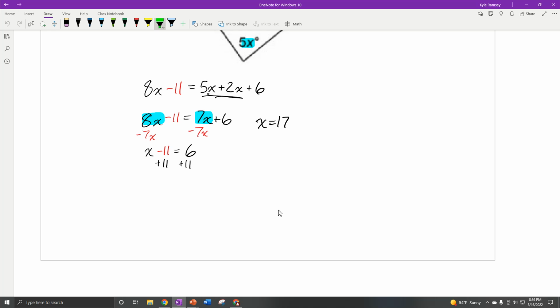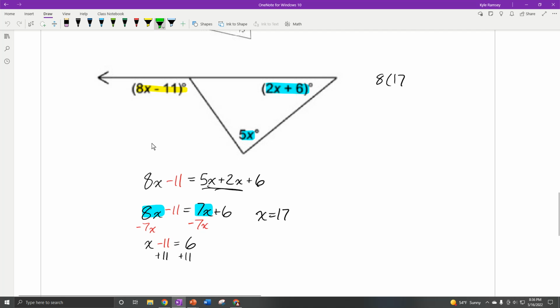Now, if you want to figure out what all those different angles are, 8 times 17 minus 11. So 8 times 7, well, 8 times 7 is 56. 8 times 1 is 8. 9, 10, 11, 12, 13. Minus 11. So now we have 125 for over here.